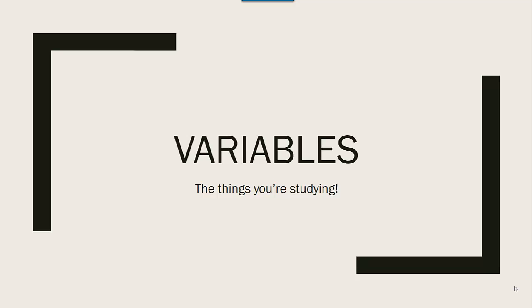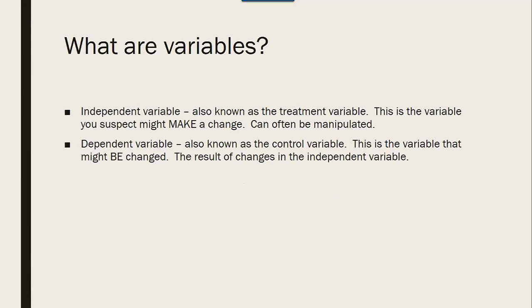Class, this week we're talking a lot about variables, and neither of your textbooks does a really good job of explaining them. So let's talk a little bit about the variables in your research question. Variables come in two forms: independent variables and dependent variables. The independent variable is sometimes called the treatment variable. That's the variable you think might be making a change, and it can often be manipulated. I'll show you an example in a moment.